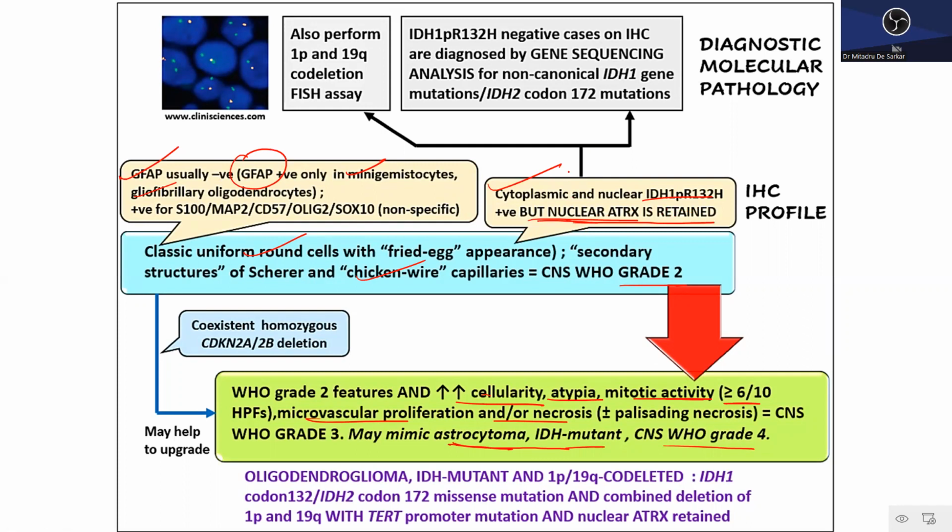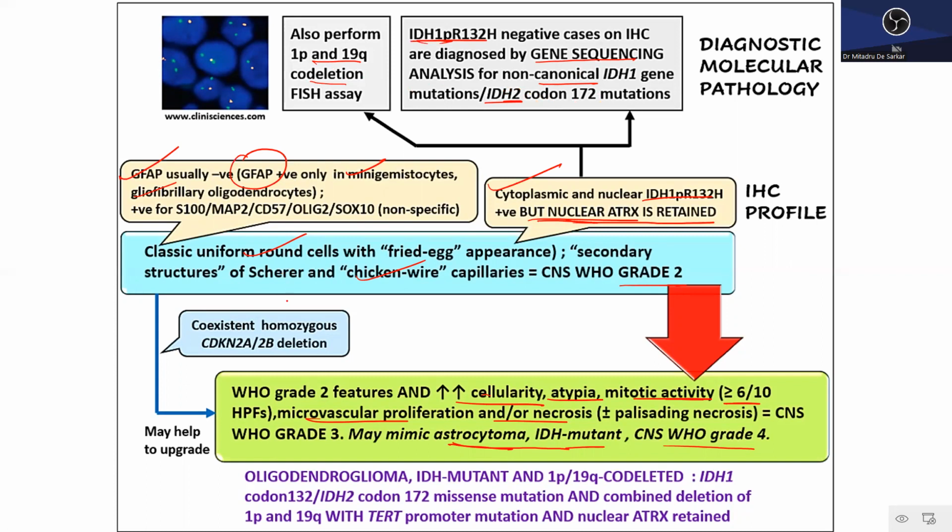And in those cases in which you are unable to get IDH1 R132H positivity, you will probably have to consider a gene sequencing analysis for your non-canonical mutations, or for your IDH2 mutations. And also you'll have to perform a 1p and 19q co-deletion assay, which can be FISH, or slowly probably this will get changed over to NGS and DNA promoter methylation studies.